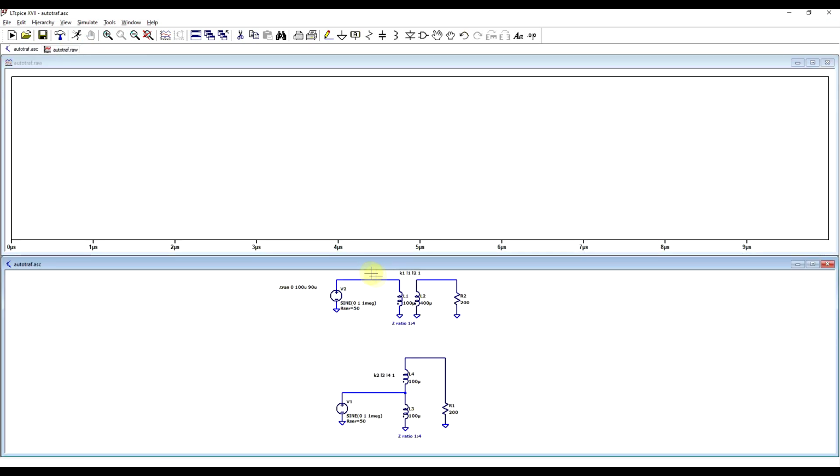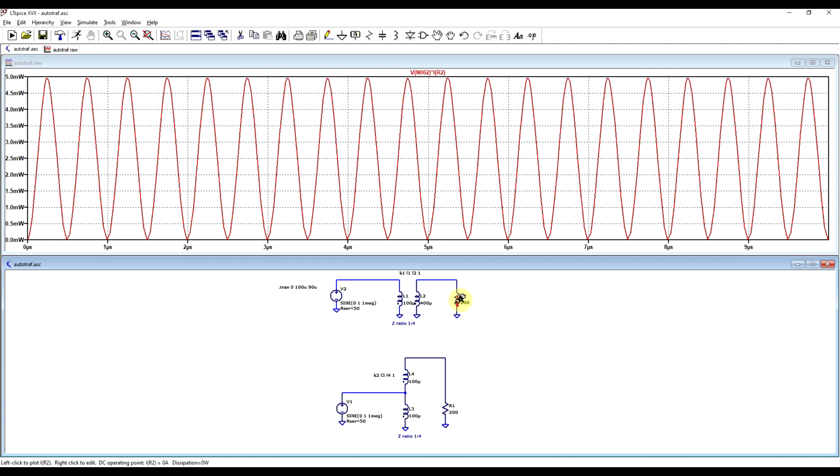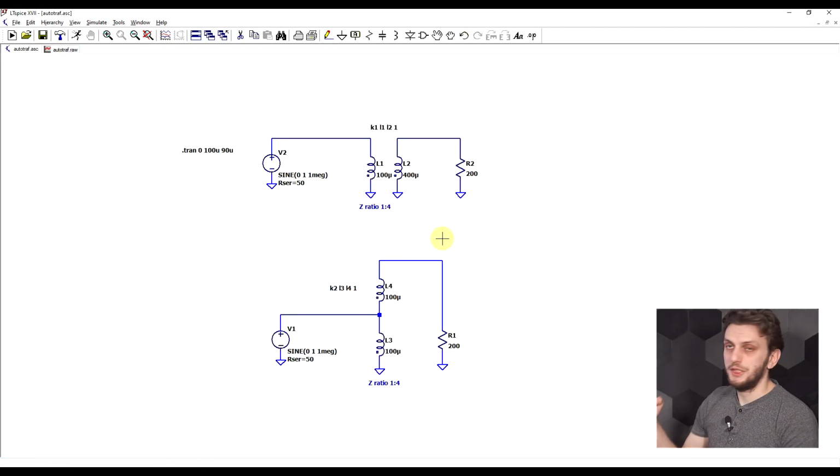So we can test out if things are matched correctly. On the upper side we have 500 millivolts coming out of the signal source, on the lower side we have exactly the same thing. And then from a power delivery point of view, on the upper side we have 5 milliwatts, on the lower side we have the exact same 5 milliwatts. So from a matching point of view, both circuits are equivalent.